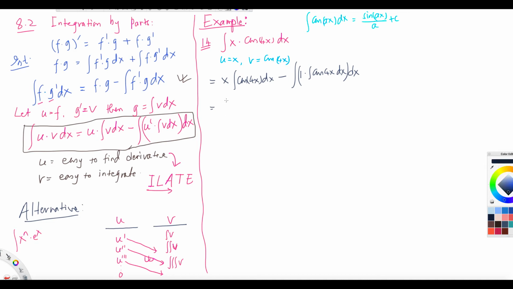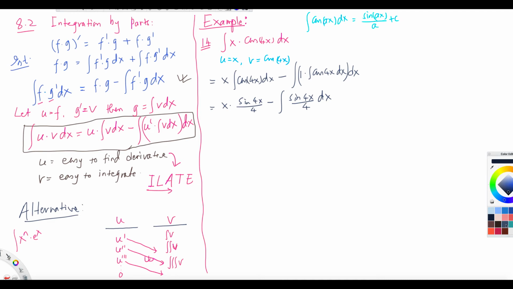What do you get? You get x times sine 4x over 4. I will write plus c at the end, no problem. Minus the integral of, that 1 times that is just that thing. So what is the integral of cosine 4x again? It is sine 4x over 4 dx. I'll write plus c at the end. Now this outside integral is left here, because for the inside integral we used the formula already.